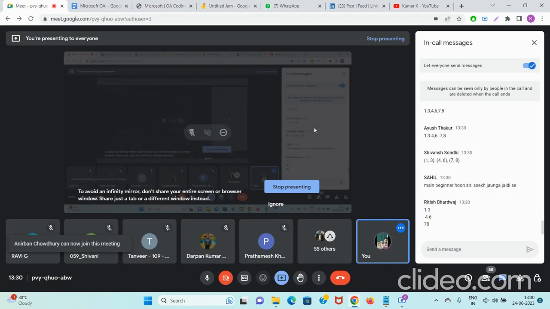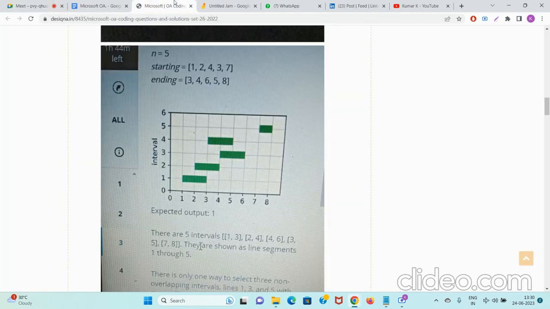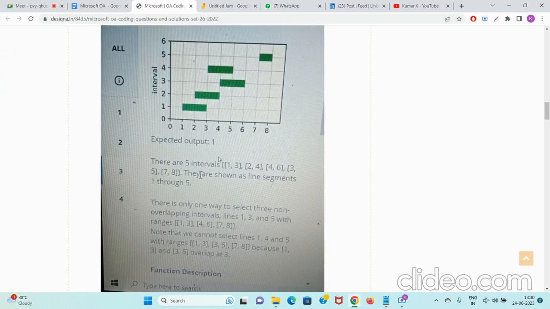No worries, Sai. Yeah, Ritesh also answered. Good. So this much is clear. So guys, there was only one way to do this. So the answer is 1.